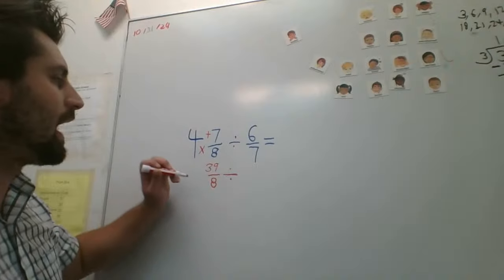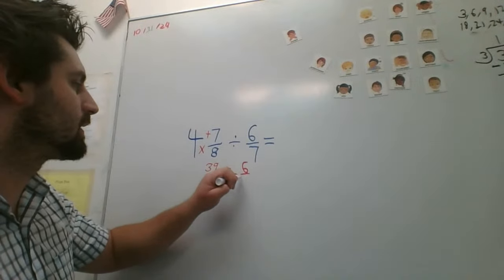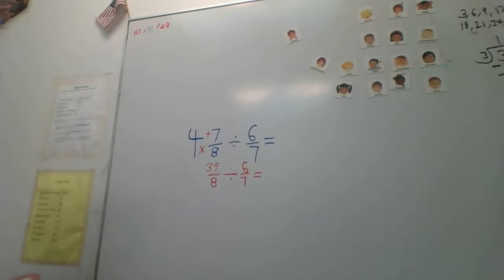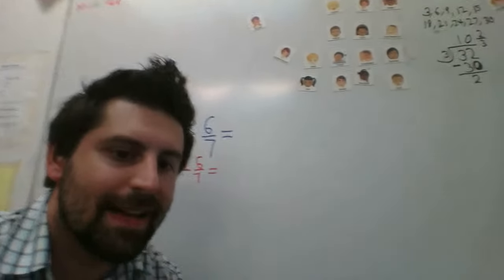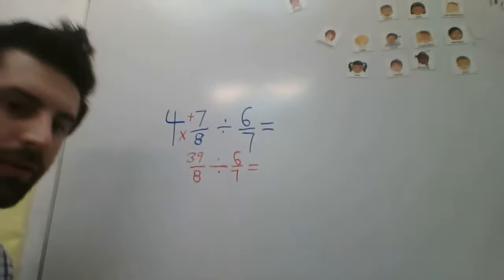So now we have 39 eighths divided by 6 sevenths. Pull it a little closer, make sure everybody can see. I'm going to pull it a little closer here. All right.